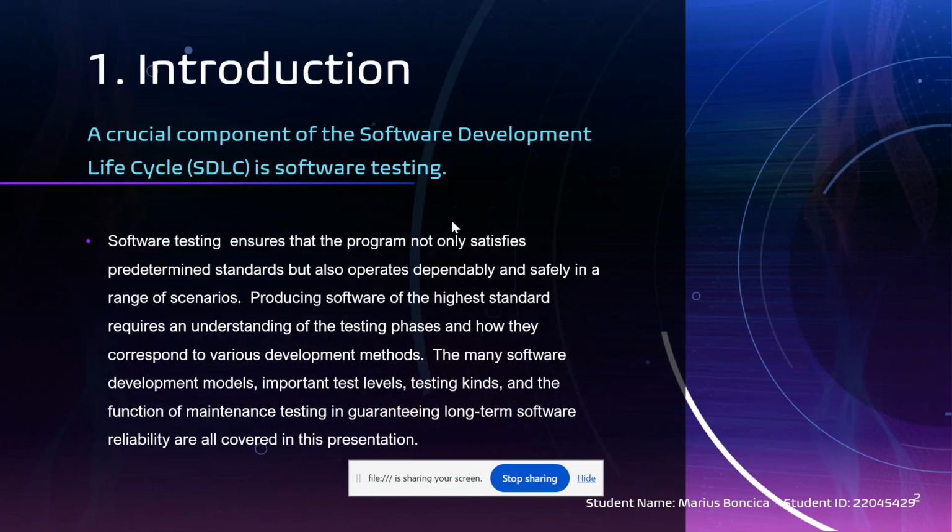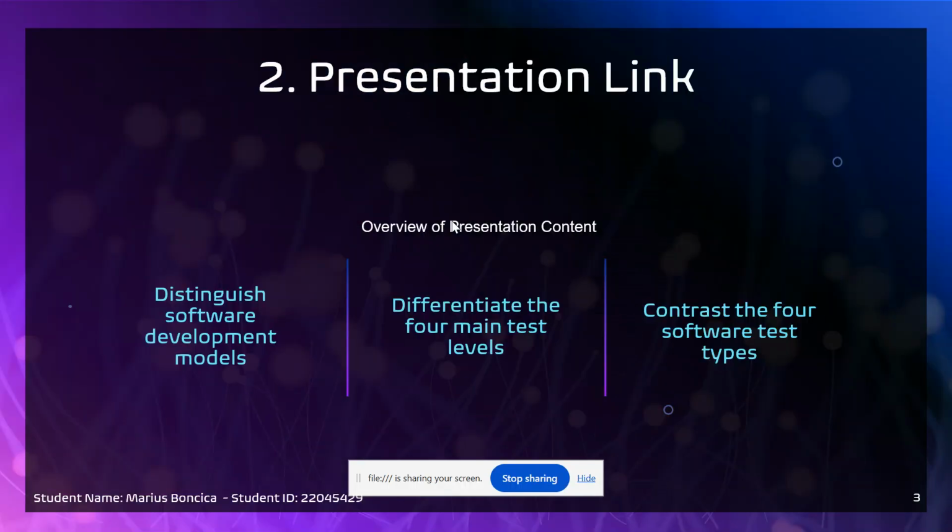Software testing ensures the program not only satisfies predefined standards, but also operates dependably and safely in a range of scenarios. Producing software of the highest standards requires understanding of the testing phases and how they correspond to various development methods. The many software development models, important test levels, testing kinds, and the function of maintenance testing in guaranteeing long-term software reliability are all covered in this presentation.